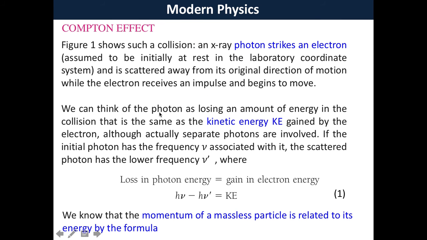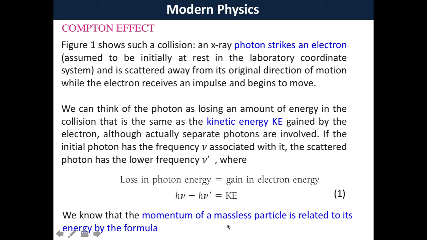We can think of the photon as losing an amount of energy in the collision that is the same as the kinetic energy gained by the electron. If the initial photon has a frequency nu associated with it and the scattered photon has a lower frequency nu prime, then we can write the loss in photon energy, which is equivalent to the gain in electron energy: h nu minus h nu prime is equal to the kinetic energy.